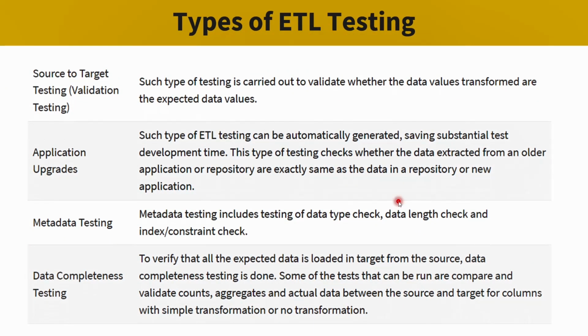Now let's talk about the types of ETL testing. So here, the source to target testing validation. This is the first part in ETL testing we need to perform. Such type of ETL testing is carried out to validate whether the transformed data values are the expected data values or not. If they are not the expected values, then we need to raise the defect.